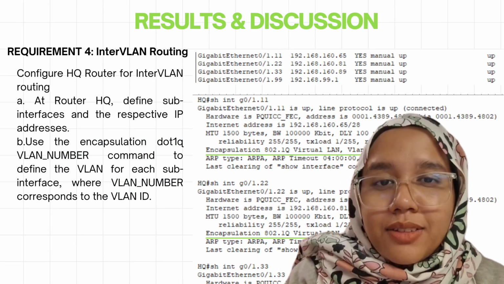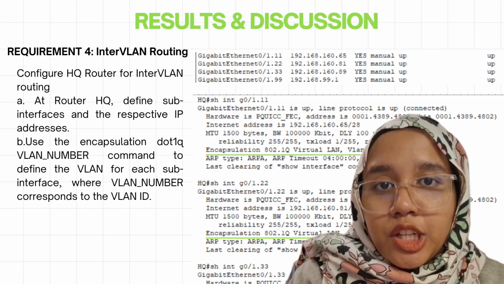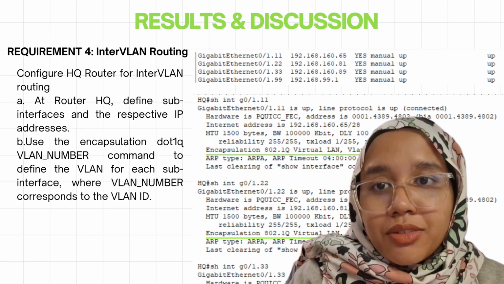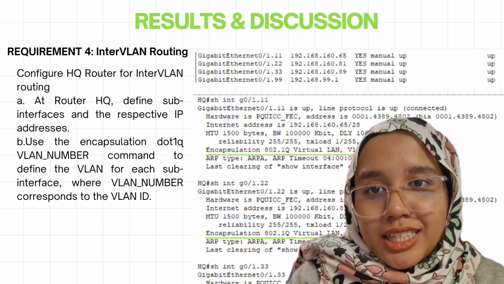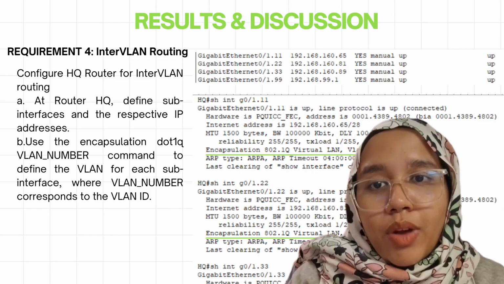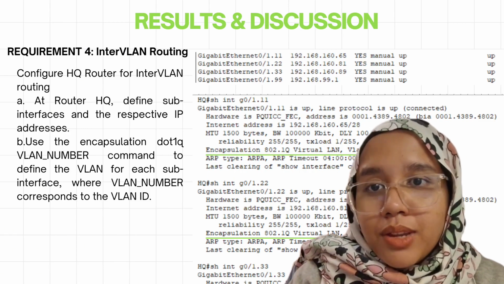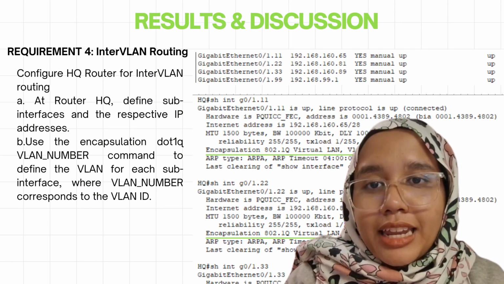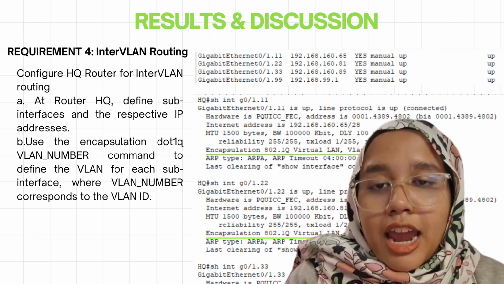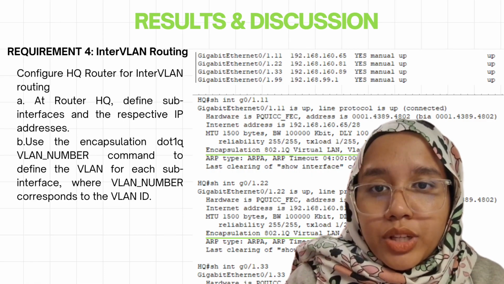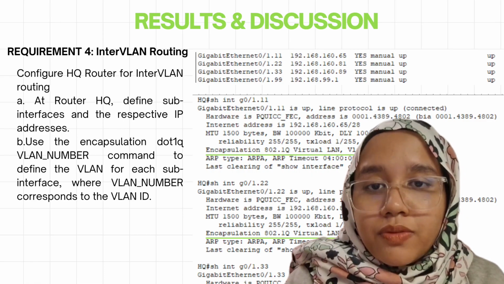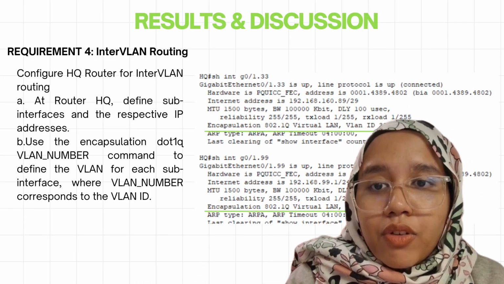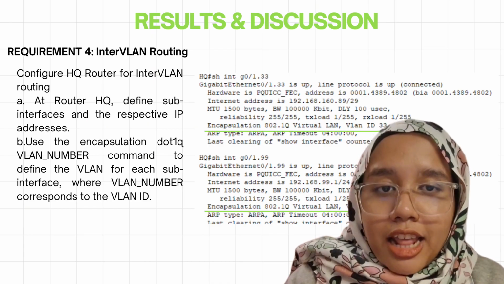Requirement 4, inter-VLAN routing. Configure HQ router for inter-VLAN routing. At router HQ, define sub-interfaces and the respective IP addresses. Use the encapsulation dot1q VLAN number command to define the VLAN for each sub-interface, where VLAN number corresponds to the VLAN ID. At router HQ, there are 3 VLAN networks which are red VLAN, blue VLAN, and orange VLAN network. For red VLAN, the configured VLAN ID is 11, while for the blue and orange are 33 and 22.